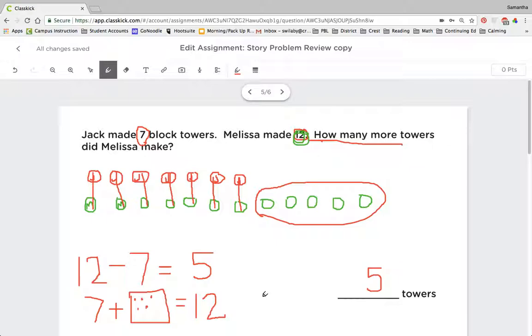Great mathematicians use more than one strategy to check themselves because there's always a chance that we might miscalculate or make a mistake. And that's okay, but when we use multiple strategies, we can fix it.